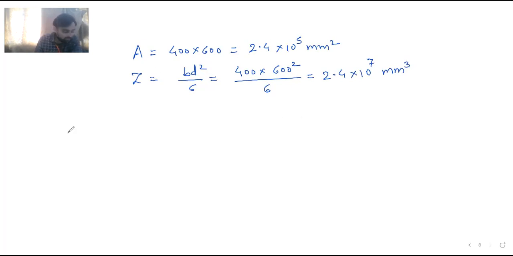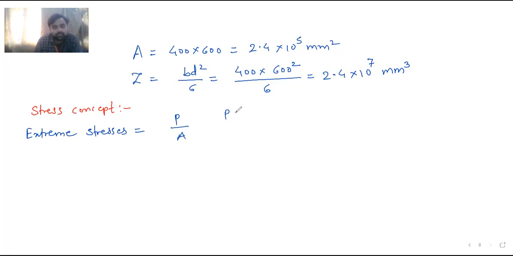Now here you can use the stress concept. So for the extreme stress, first I will give you the heading, stress concept. Okay. So by using the stress concept, the extreme stress is equal to P by A as one of the terms. Eccentricity is there, so Pe by Z is one term and M by Z is another. Okay. Now the question is where to give plus minus and where to give minus plus.